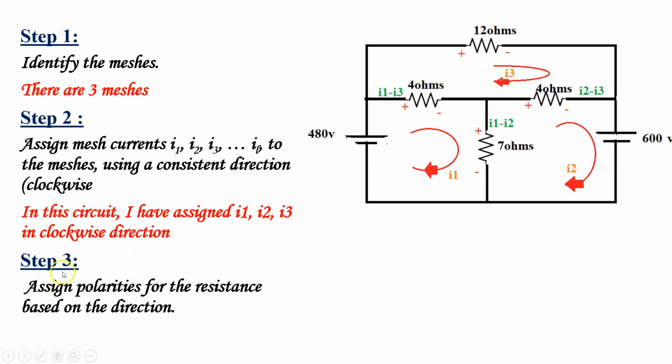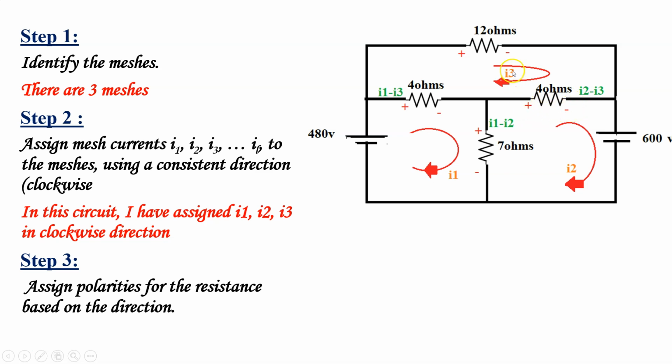Now step 3 will be assigning polarities for the resistance based on the direction. I'll start with I1. From this direction I have started. For this 4 ohms I have given here positive, negative, then I'm entering this 7 ohms, here positive, then the other end negative. Now I am going to second mesh. Which resistance is left out? Only this resistance. You see this direction, so it is starting in this end. Here I have assumed positive, the other end negative.